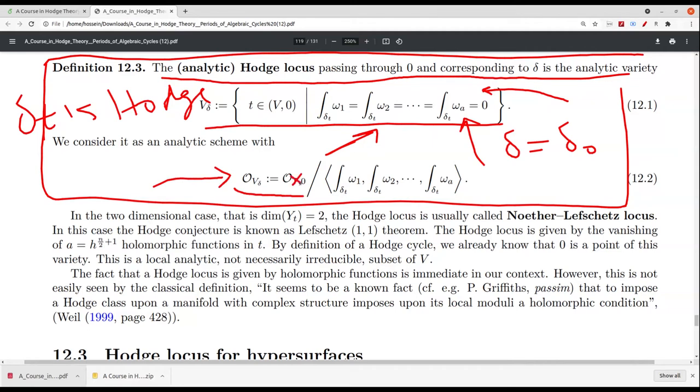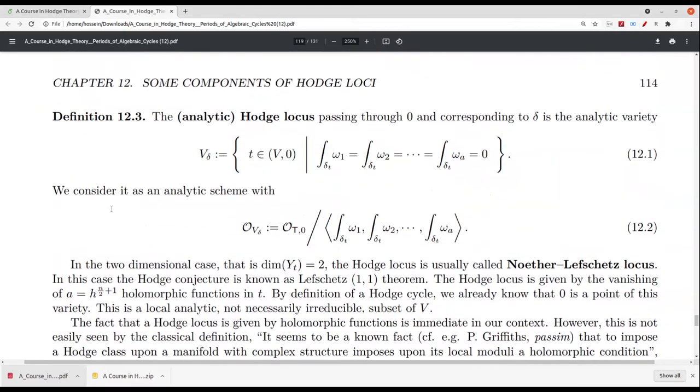So this is, let's say it is V. There is a mistake. And so it is the ring of germs of holomorphic functions in V divided by this ideal. So this ring might have nilpotents. The ideal might not be reduced and a lot of bad things which might happen for an ideal might be present in our situation. By the way, I am using two notations for fiber. X_t is the same as Y_t. Anyway, in dimension two, the Hodge locus is the Noether-Lefschetz locus.